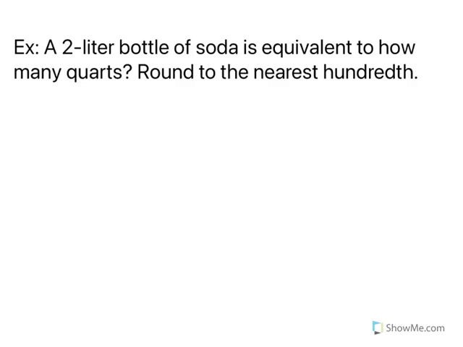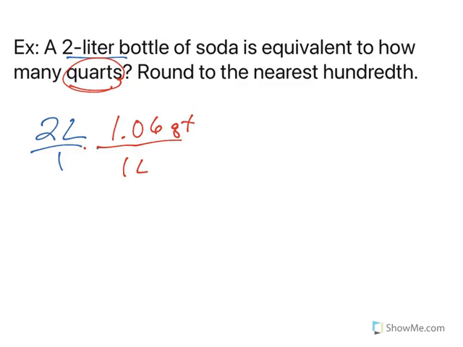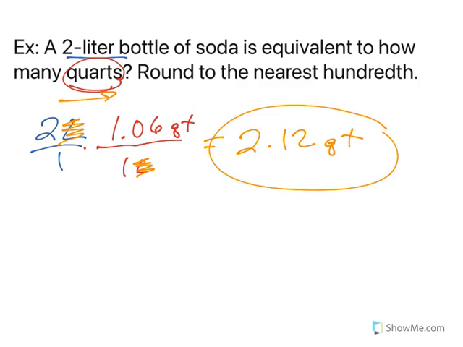A 2-liter bottle of soda is equivalent to how many quarts, rounded to the nearest hundredth? Okay, so I'm starting with 2 liters, and I want to go to quarts. Well, the first ratio that I found that I like is 1 liter is 1.06 quarts. Okay, so liters, numerator to denominator, and I multiply straight across. So I end up with 2.12 quarts.